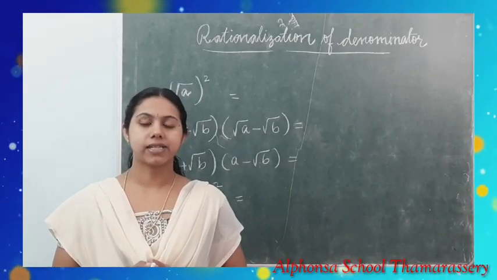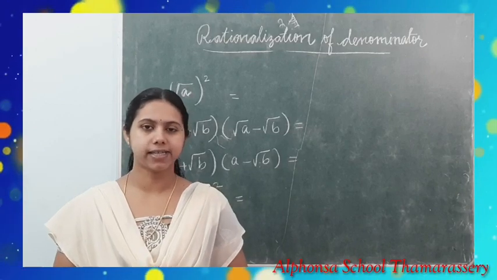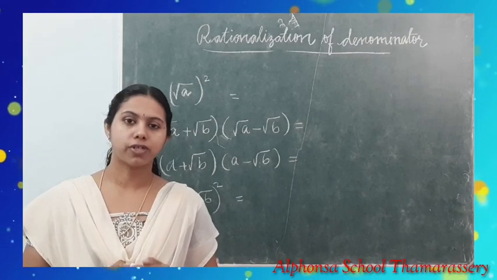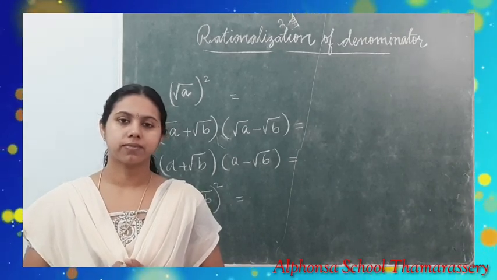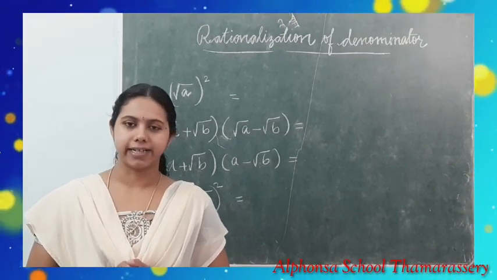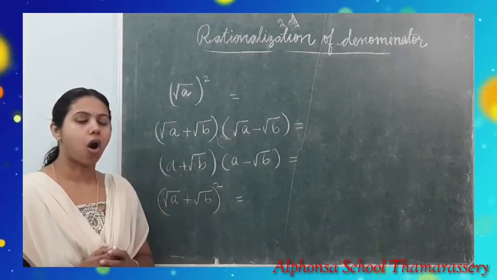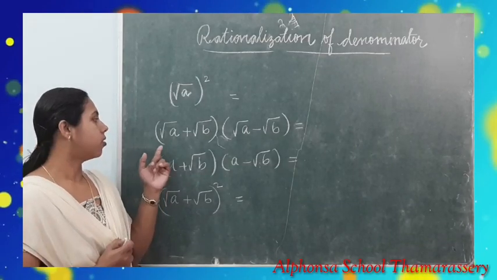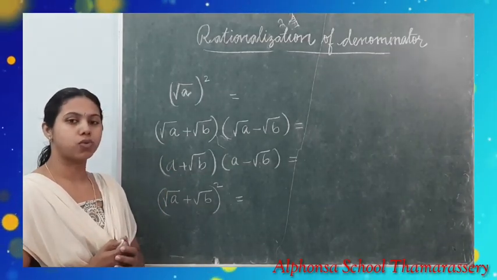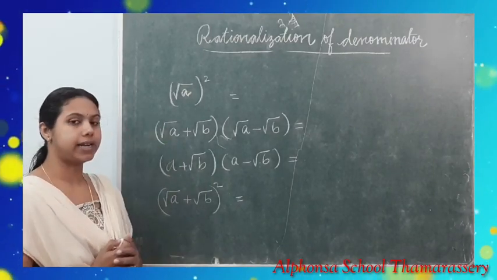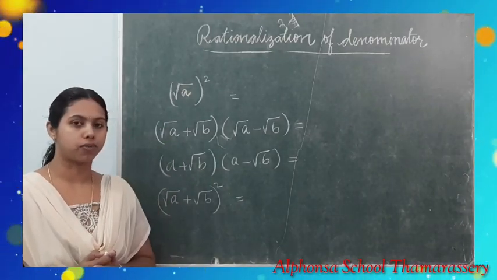In the previous class, we have studied some identities. Let us recall those identities first. So all of you take your maths notebook and write these identities. Root A whole square. What is root A plus root B into root A minus root B? You should write all these identities in your notebook now.